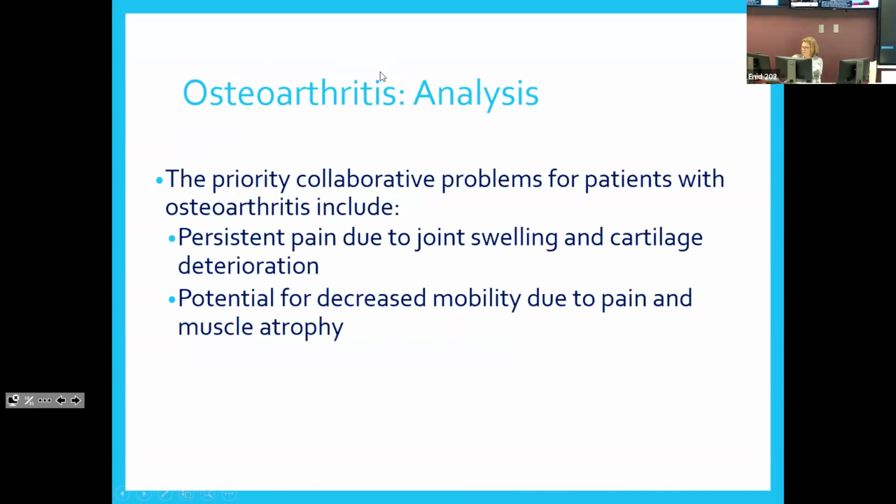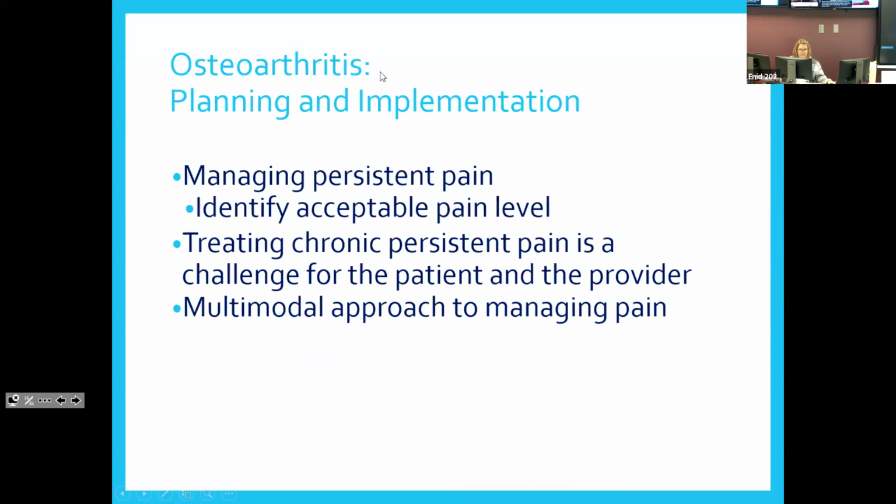Let's see. So the priority for patients with osteoarthritis: they can have that persistent pain, which can cause swelling and cartilage deterioration. And then they have that potential for decreased mobility due to pain and muscle atrophy. So if they're not moving around because it hurts too much, they're not using their muscles and they can atrophy. Pain is a big thing.